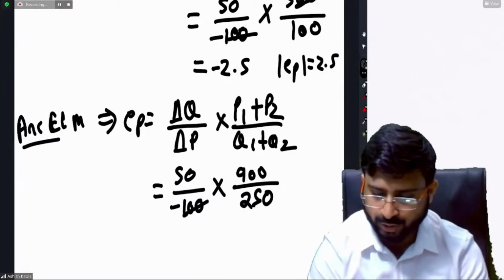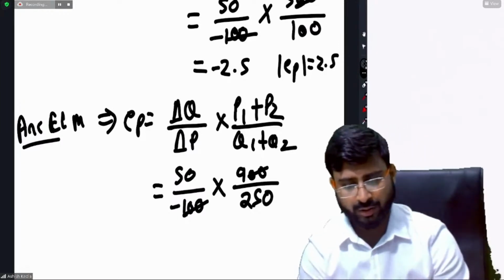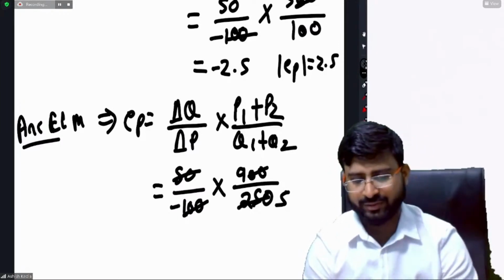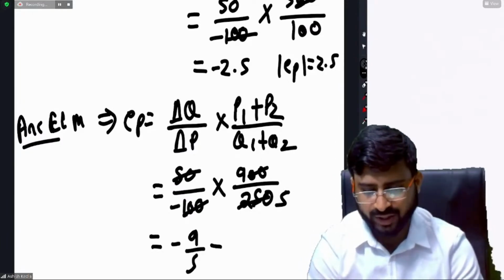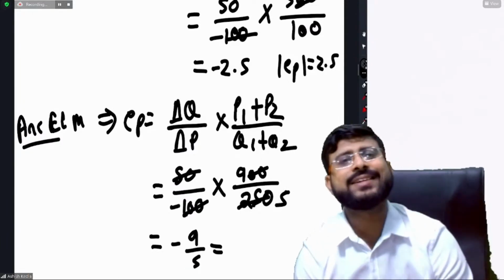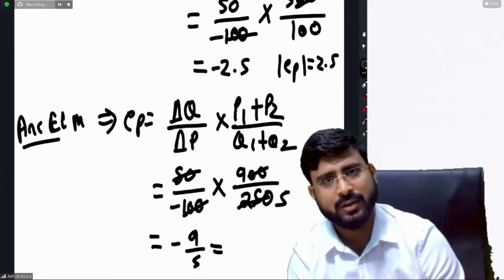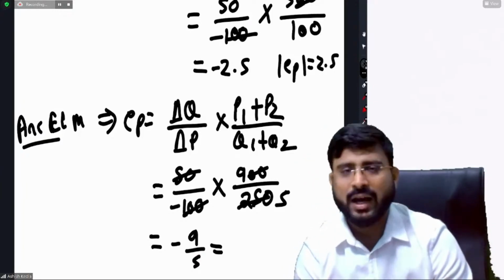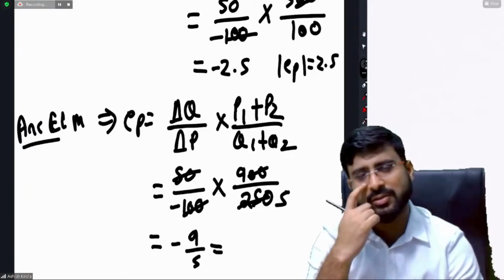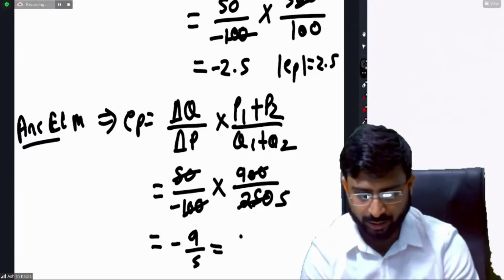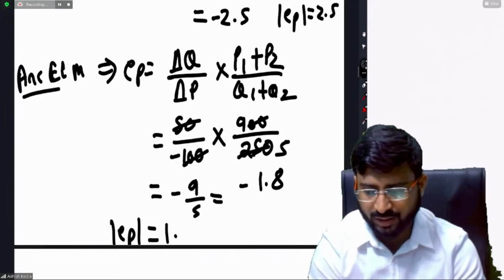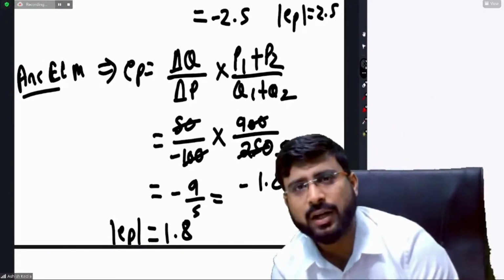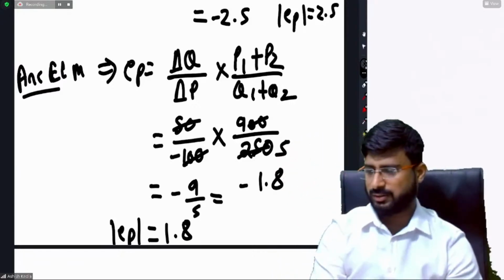So everyone, 0, 0 gone, 0, 0 gone. 50, 5 0. So it becomes minus 9 by 5. And what is 9 by 5, everyone? It is 1.8. So elasticity modulus is equal to 1.8. I hope it's clear, everyone.